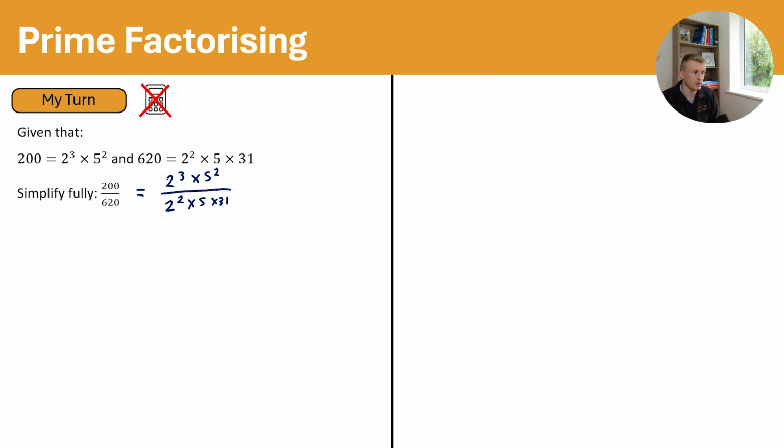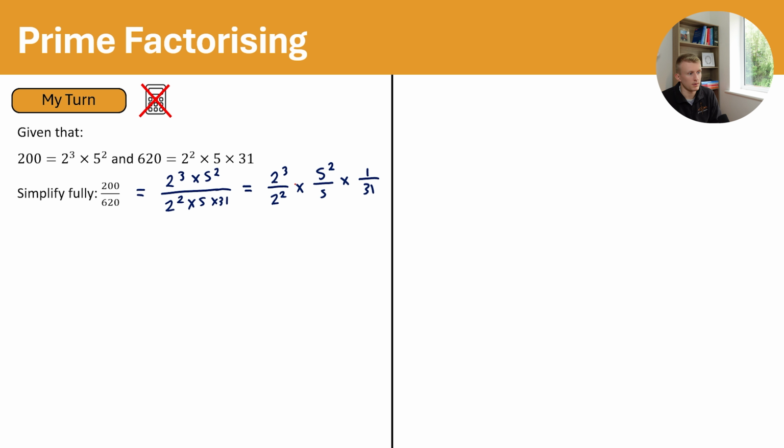And what I can do is simplify my 2's with my 2's, my 5's with my 5's, and so on. And to help us see that a little bit clearer, I'm going to rewrite this fraction as 2 cubed over 2 squared, multiplied by 5 squared over 5, multiplied by 1 over 31. I have to be careful there because there's no 31's on the numerator, and the 31 that I do have is on the denominator. And now I can simplify each of these fractions.